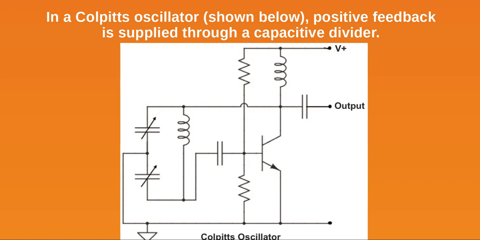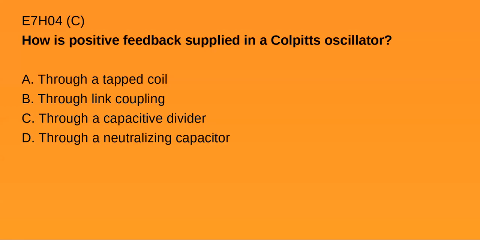The Colpitts looks about the same, except we get the feedback from the capacitive divider, and we take that tuning capacitor and split it in half. We're still more than likely tuning it with the capacitor. It could be two varactors or a dual variable capacitor. So how is positive feedback supplied in a Colpitts oscillator? Charlie.